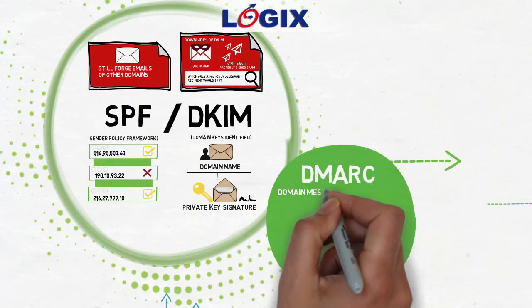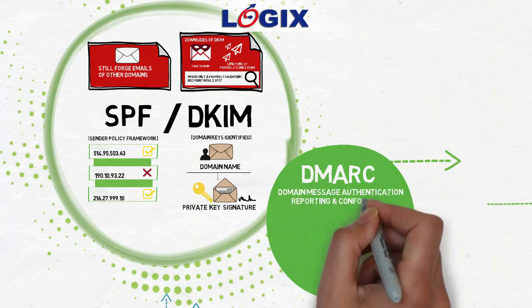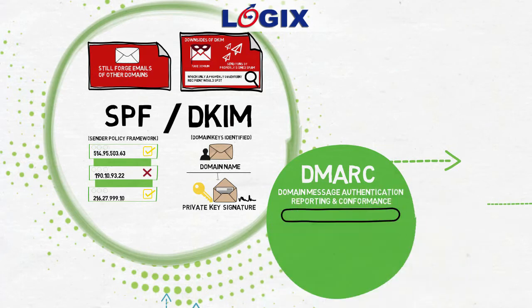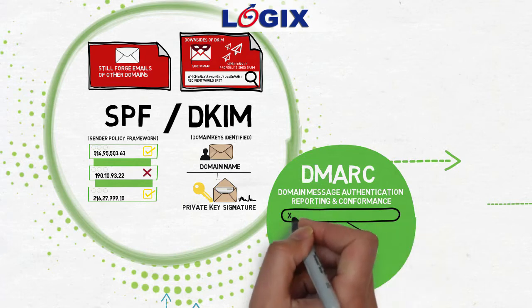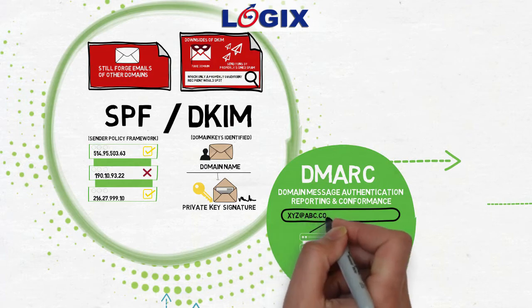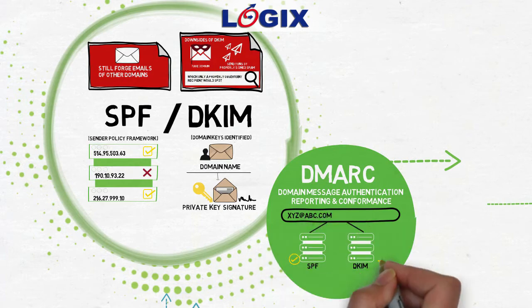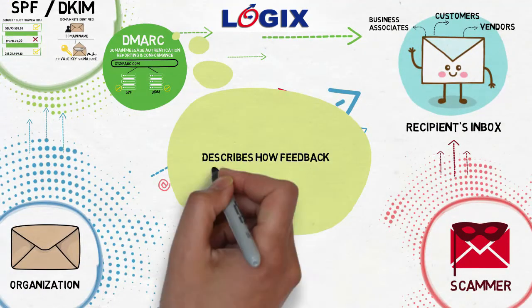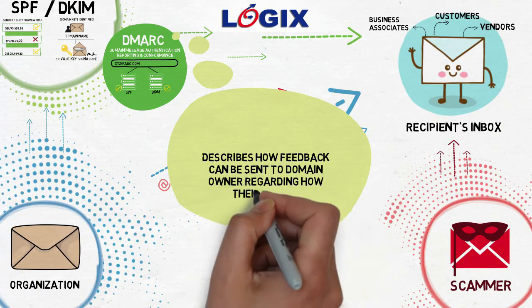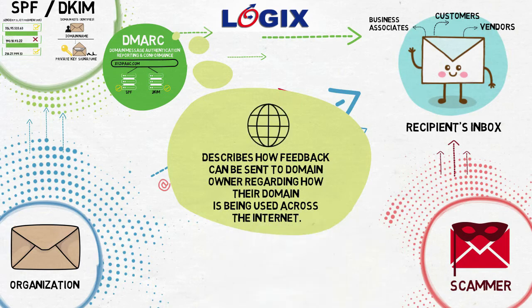DMARC, Domain-based Message Authentication, Reporting and Conformance. DMARC attempts to tie the results of SPF and DKIM with the domain found in the From header. To accurately deploy SPF and DKIM, DMARC describes how feedback can be sent to the domain owner regarding how their domain is being used across the internet.